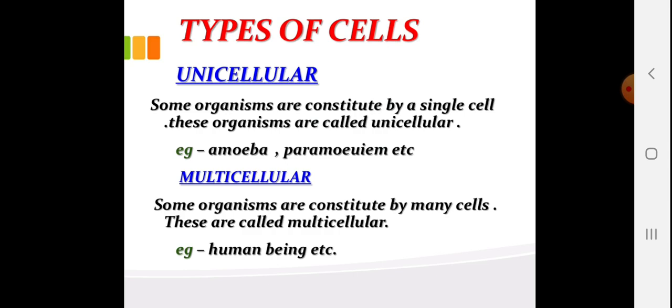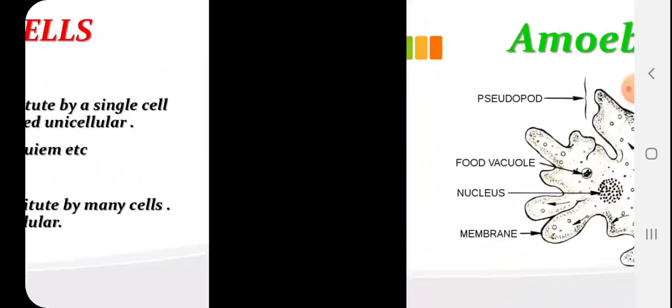Now let's talk about the types of cell. The first, unicellular, we have already discussed in our previous part. The organisms which are made up of a single cell are called unicellular. Examples are amoeba and paramecium. Amoeba is an irregular organism, whereas paramecium has a slipper-shaped structure. Multicellular. Some organisms are constituted by many cells. These are called multicellular. Examples: all animals, plants, humans.